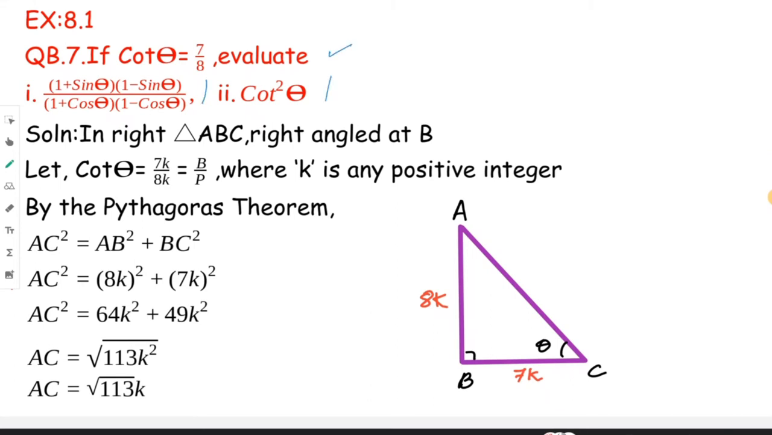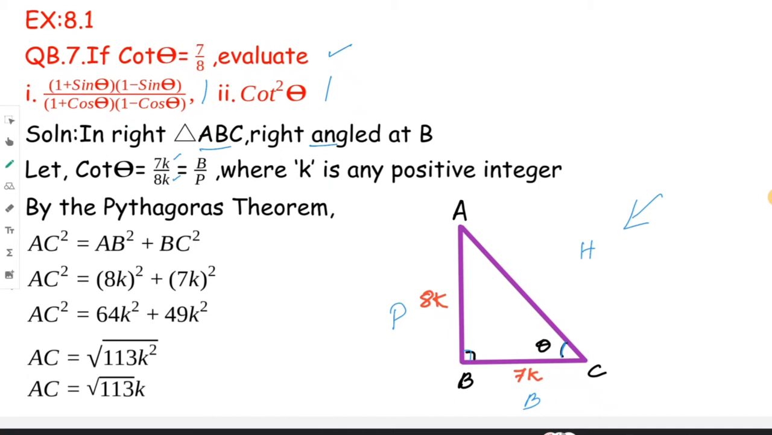Alright, so solution: right triangle ABC, right angle at B. As you can see from here, 90 is here, and I've taken my theta to be here at C, which means AC is our hypotenuse, BC is the base, and then AB is the perpendicular. Now cot theta is 7k by 8k, reason being because they're in ratio. So the k is there.